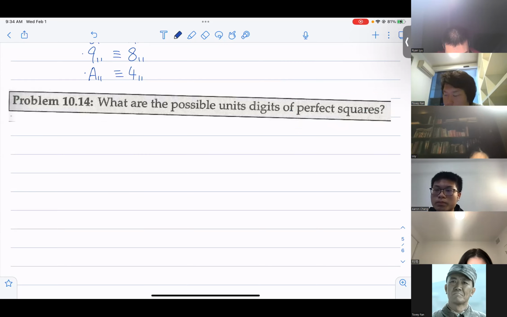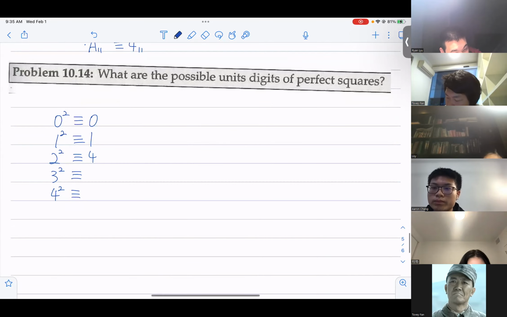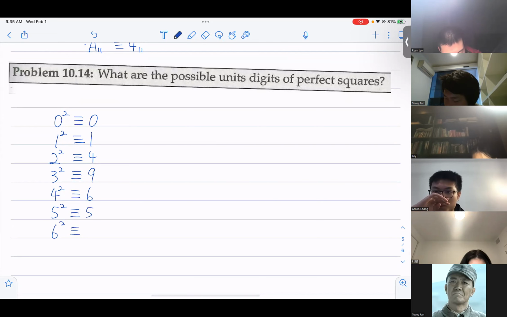We start from 0, right? So 0 squared, the unit digit is obviously 0. 1 squared, the unit digit is 1, right? Does anyone want to continue? What is 2 squared? 4. 3 squared? 9. 4 squared? 6. 5 squared? 5. 6 squared?